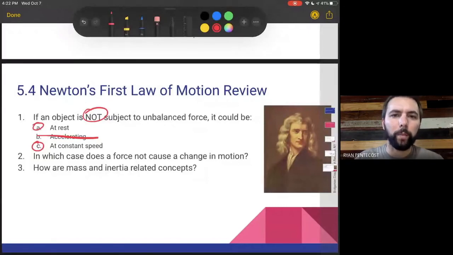So it doesn't matter the type of the force or the magnitude of the force. If it is balanced, then there will be no acceleration, as long as you don't break the object, right?